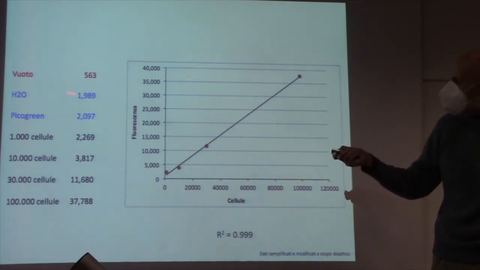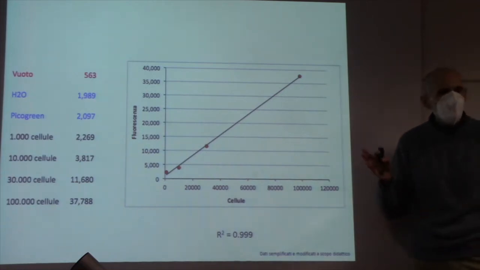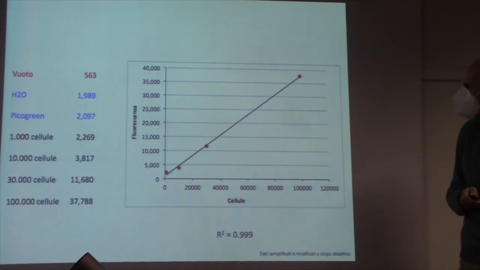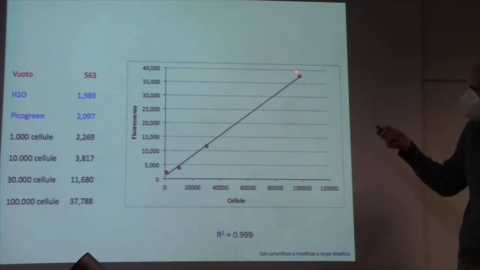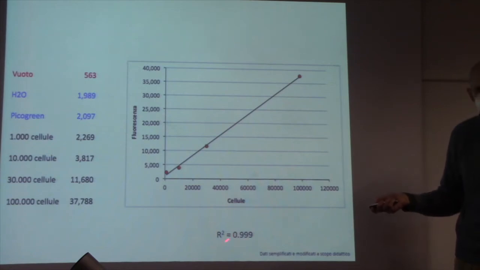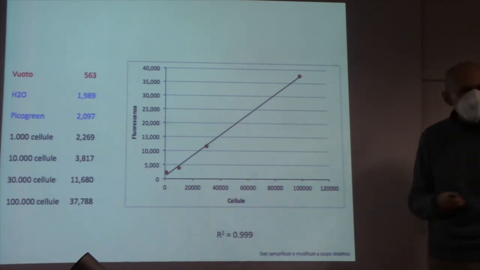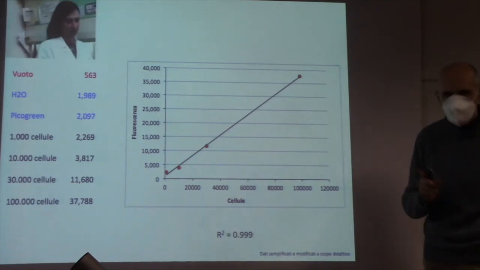So again, an empty well, a well with water with picogreen. You see there is very little difference between water and water with picogreen, confirming that picogreen only fluoresces when it binds something. And then the readout of 1,000, 10,000, 30,000, 100,000 cells. Once again, they line up nicely, and the R square is just smaller than the previous one, 0.999. Beautiful. Great. So we could do finally our measurements. No, because Sarah was not happy.